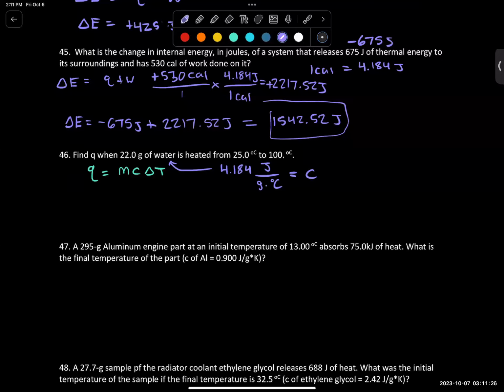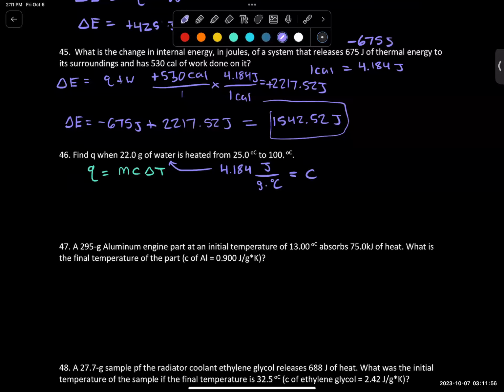Yeah, so C is the specific heat of a substance. The specific heat of a substance is the amount of energy, always in units of joules per mass and temperature, because the definition of specific heat is the amount of energy to raise 1 gram of substance by 1 degree Celsius. Okay, so that's what C is.